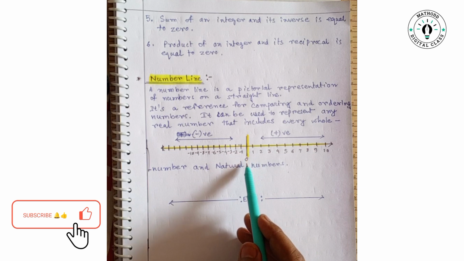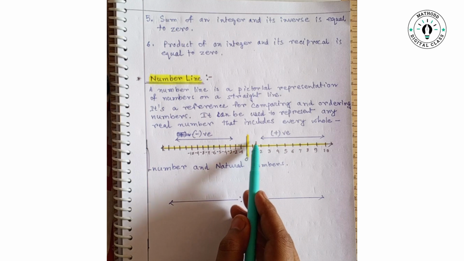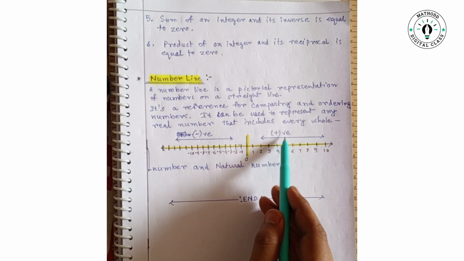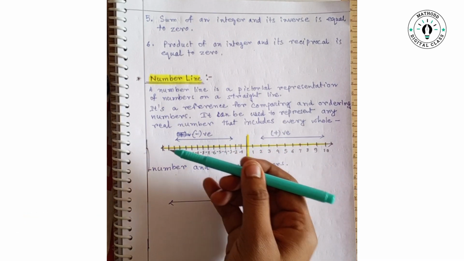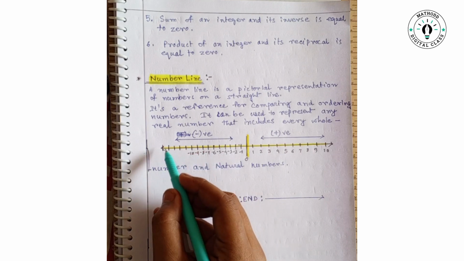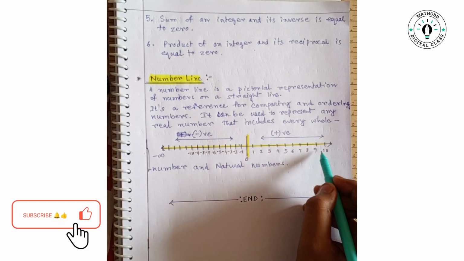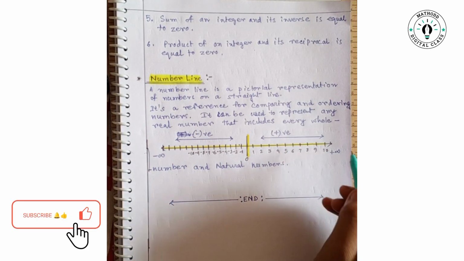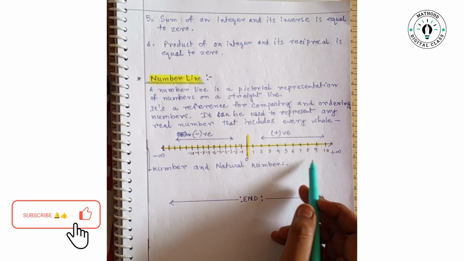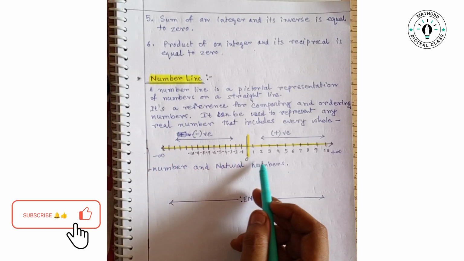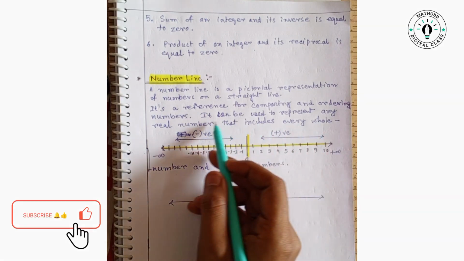All of you can see that 0 is the midpoint of the number line. When we go to the right side we get the positive integers, and when we go to the negative side, the left side, we get the negative integers. It goes from -infinity on the negative side to +infinity on the positive side. That is the number line. After this video we will discuss the number line with some numerical examples. So that's all for today. Thank you, students.